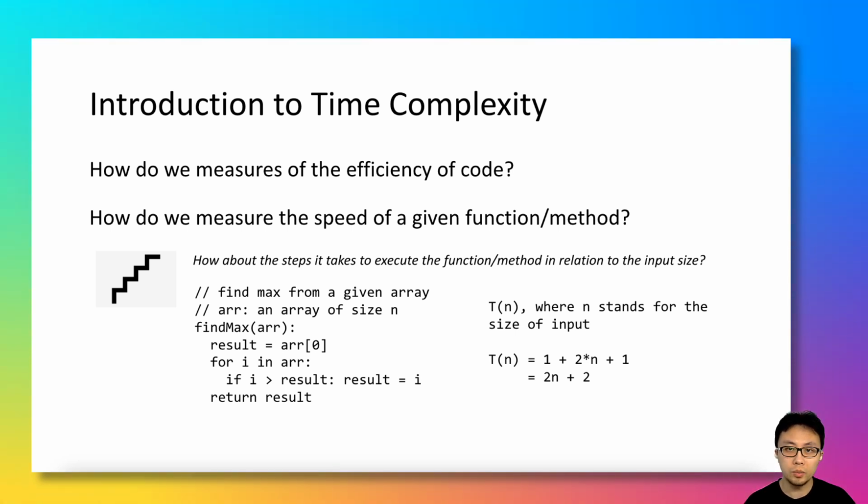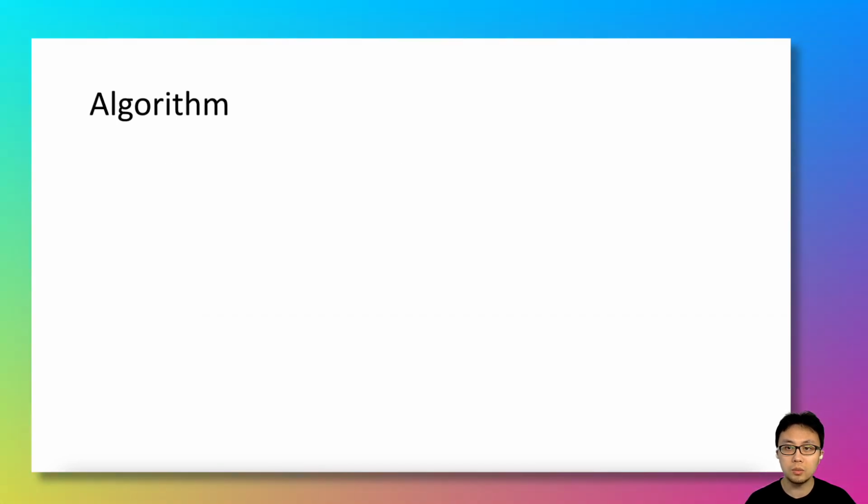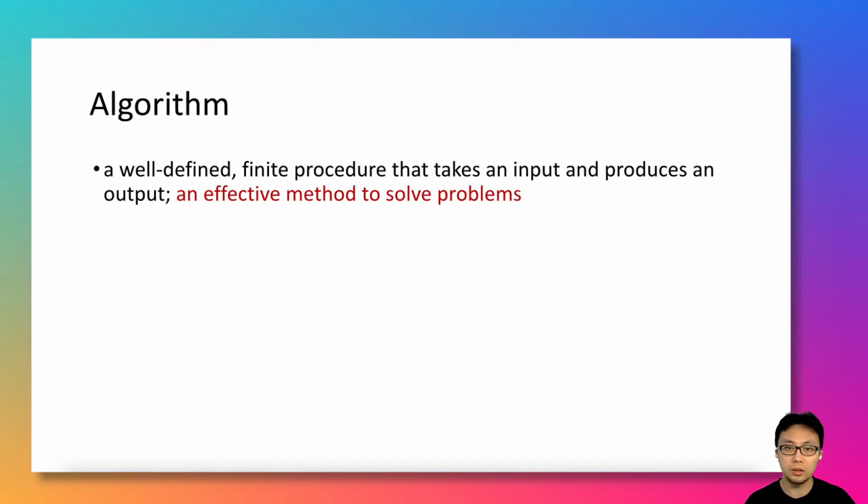Now let's introduce you to the formal definition of time complexity. Before we do that, we need to start by defining what an algorithm is first. So what's an algorithm? An algorithm is defined as a finite procedure that takes an input and produces an output. It's typically an effective method to solve problems.